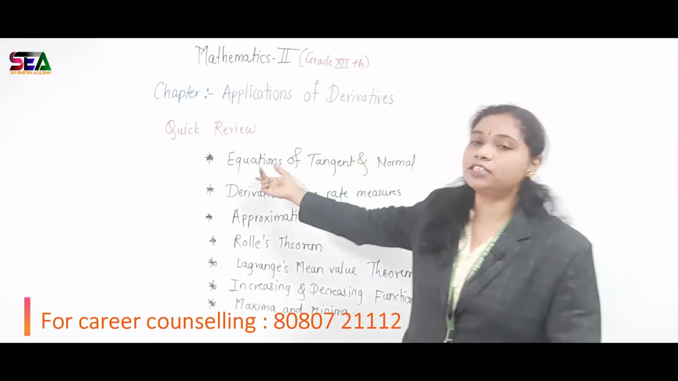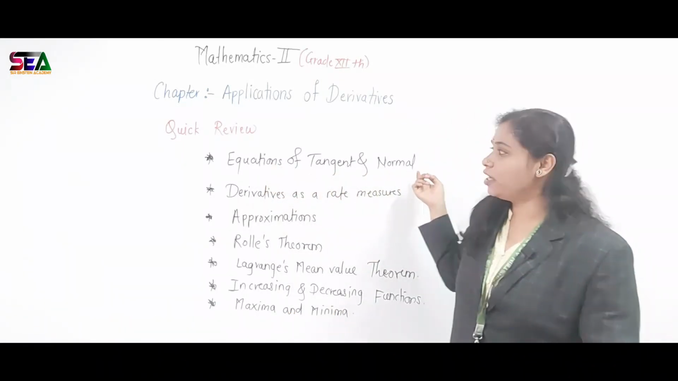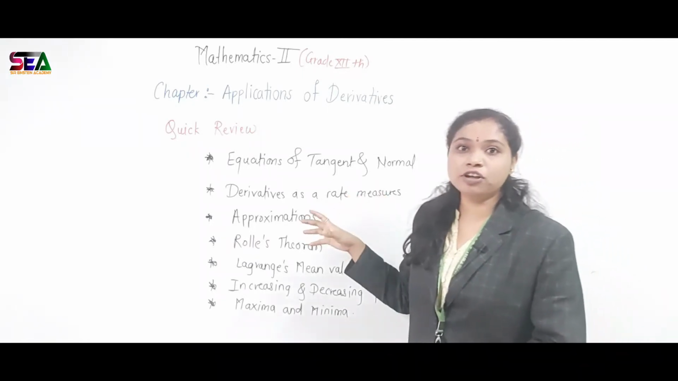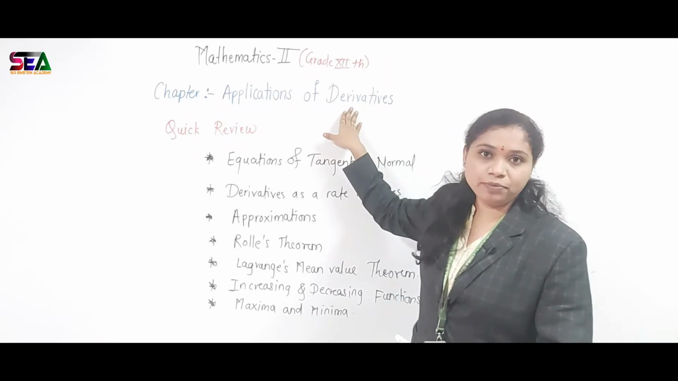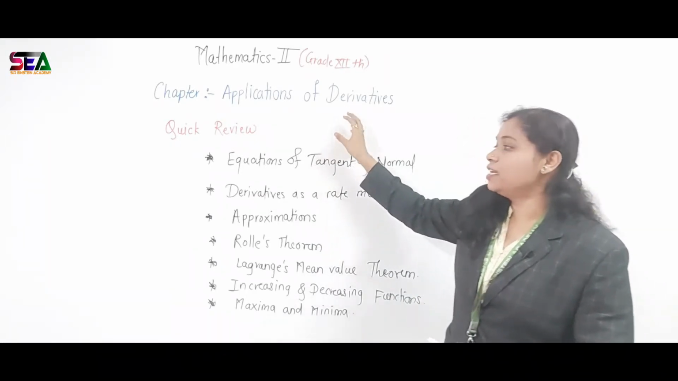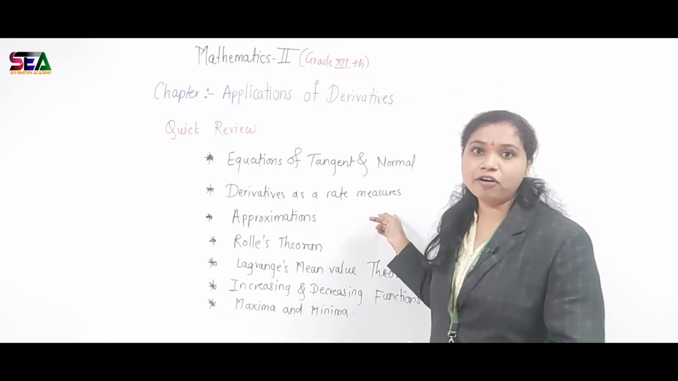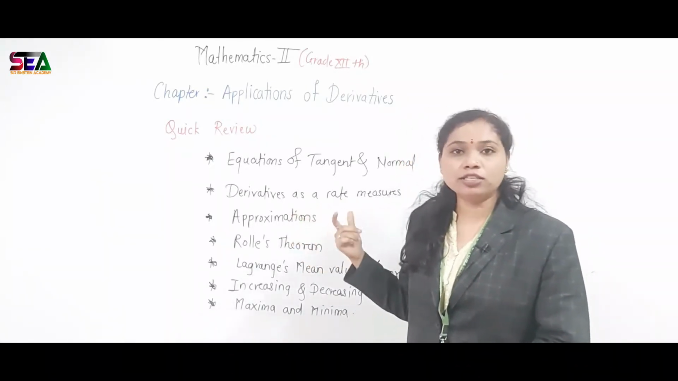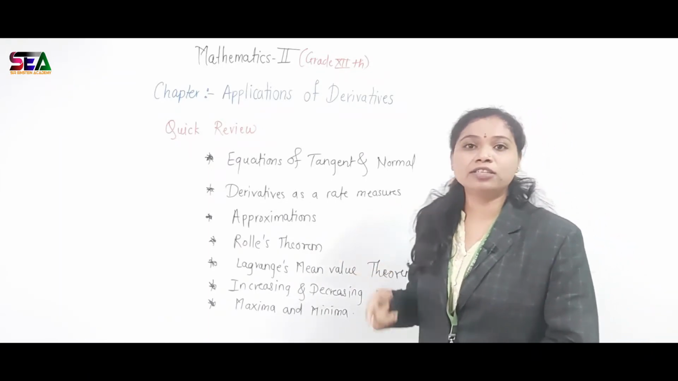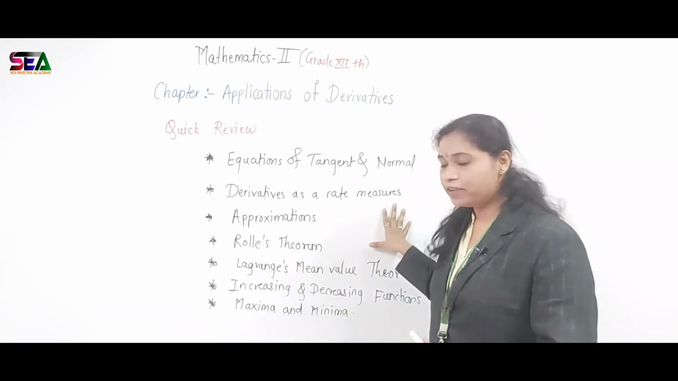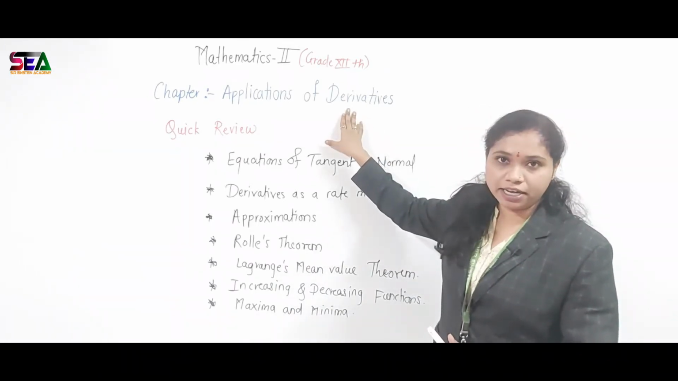The first application is equations of tangent and normal. We can find the equation of tangent and normal to any curve by using the concept of derivatives. Then the next application is derivative as a rate measure. In derivative as a rate measure, the velocity, acceleration and jerk can be found, and any other rates like increasing surface area, increasing volume can be found by using derivatives.